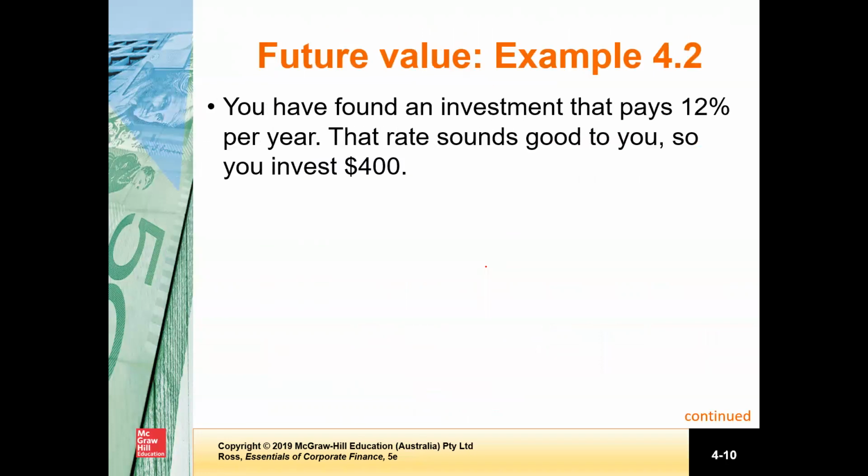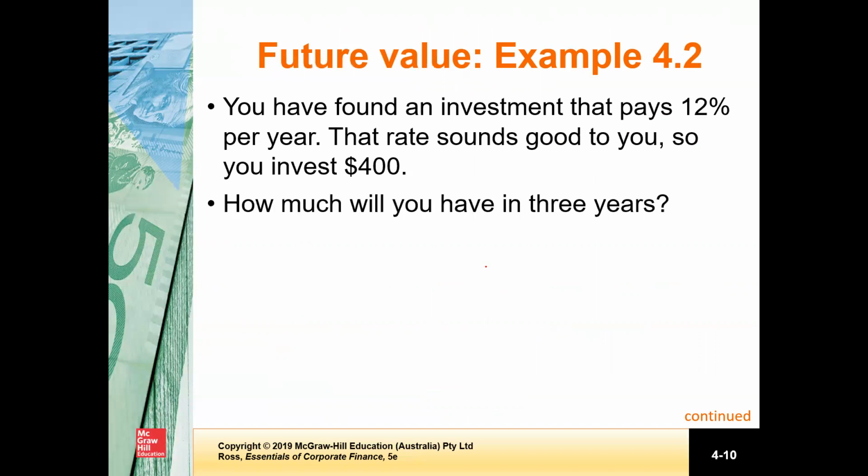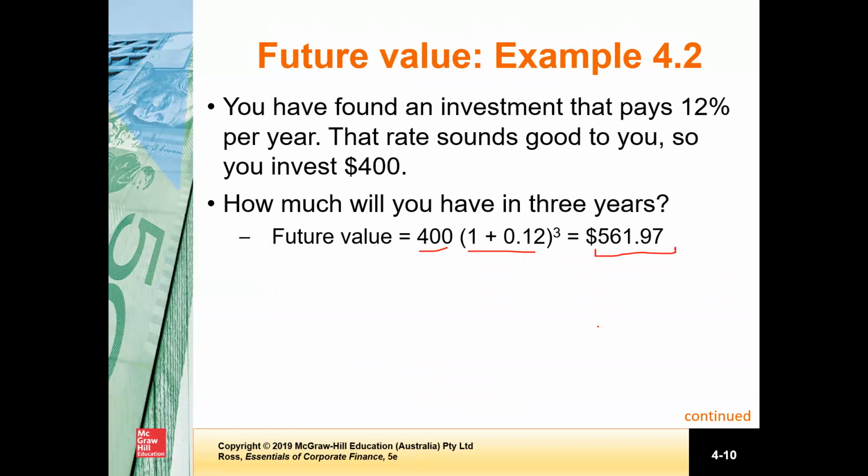Okay, so this is another example. You have found an investment that pays 12% per year. The rate sounds good to you, so you invest $400. Now, how much will you have in a 3-year period? Once again, that's a very straightforward example. So 400 you invest, times 1 plus the interest rate, which is 12%, to the power 3, which is the time period. So your investment will grow to 561.97 after 3 years.